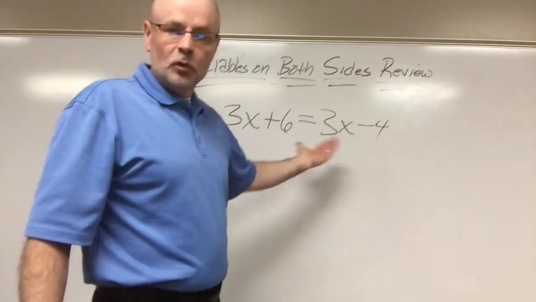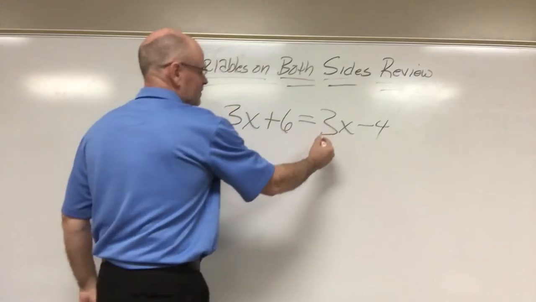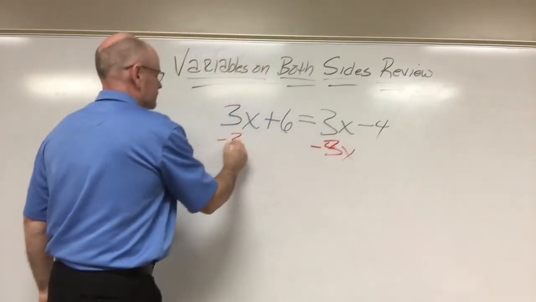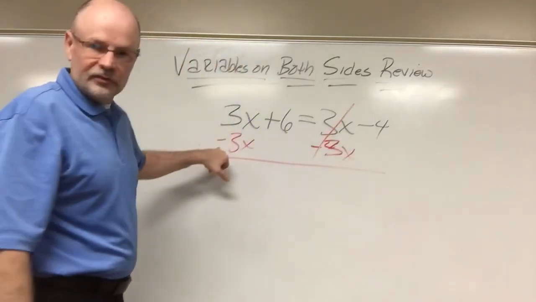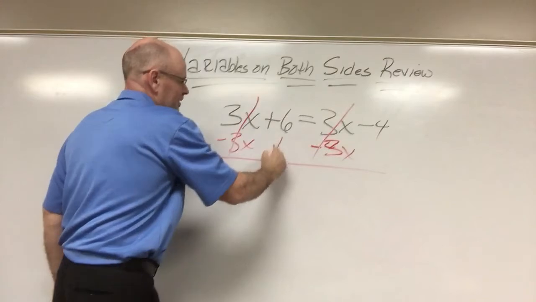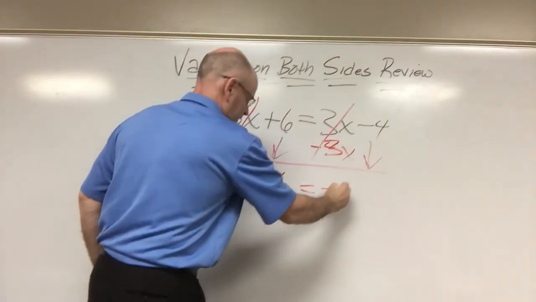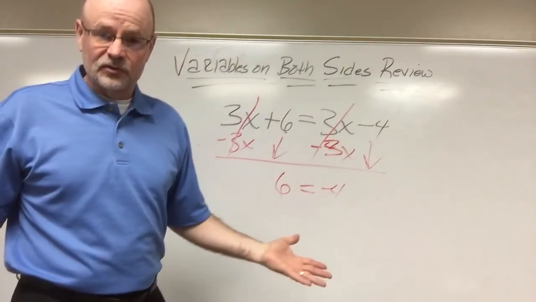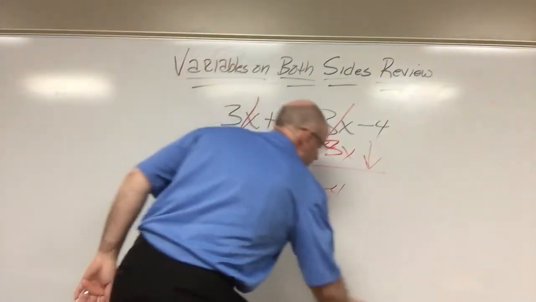So let's just start. Let's move our variable to the left. I'm going to do the inverse operation of positive 3x. So that's minus 3x on both sides. Well, notice that cancels, but it also cancels here. So really what I'm left with is 6 equals negative 4. Does 6 equal negative 4? No, it doesn't, so that's no solution. So now let's look at one other special case.